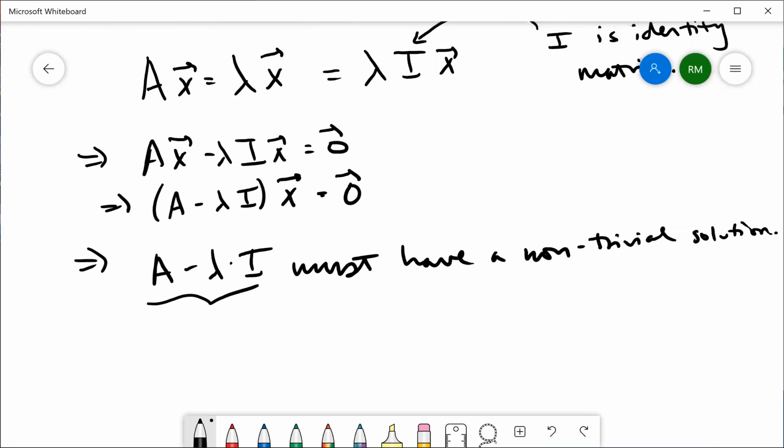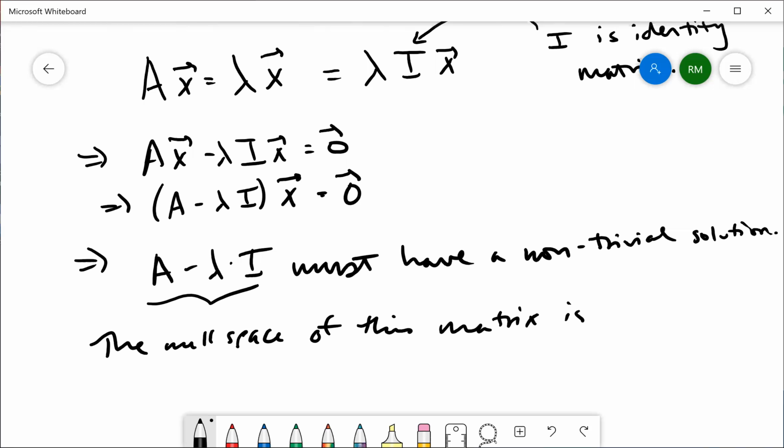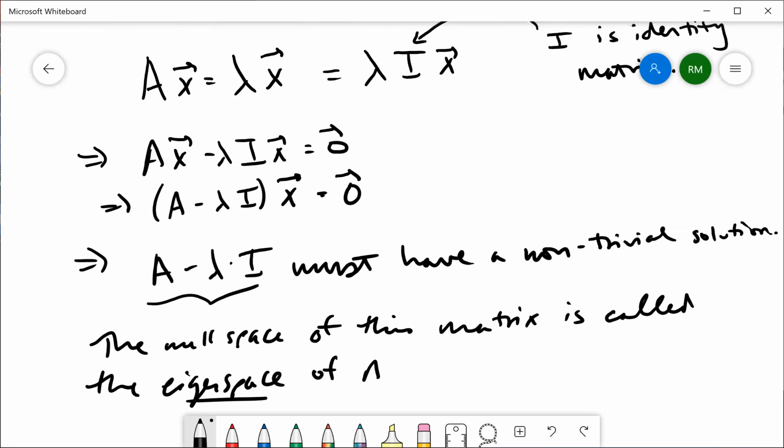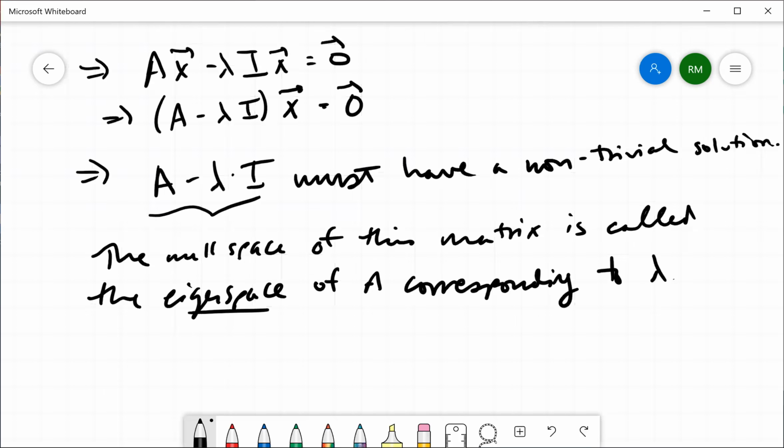Furthermore, the null space of this new matrix is called the eigenspace of A, corresponding to lambda. The eigenspace is the zero vector and all the eigenvectors that correspond to lambda.